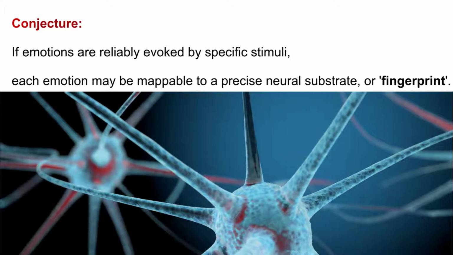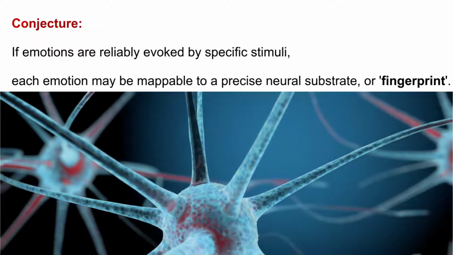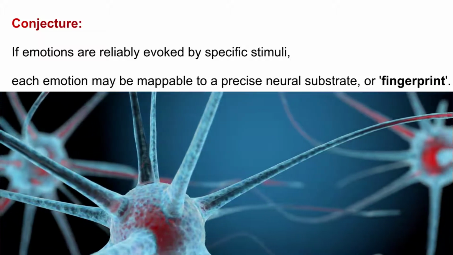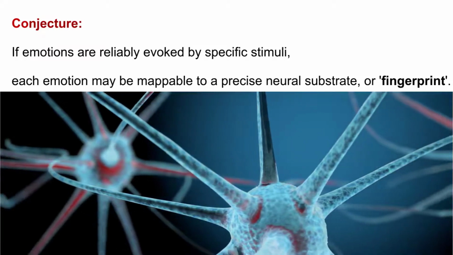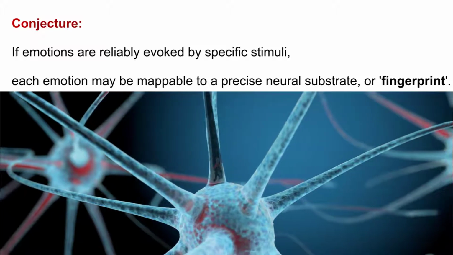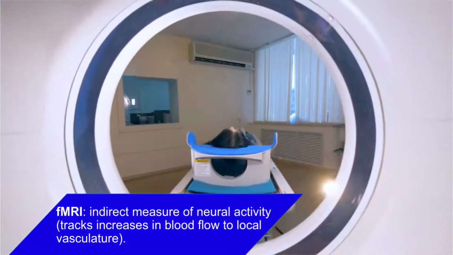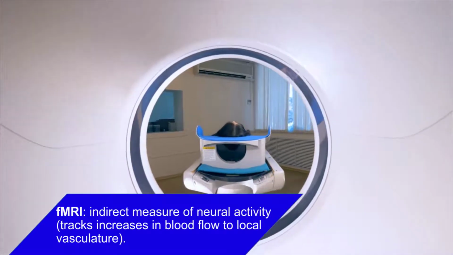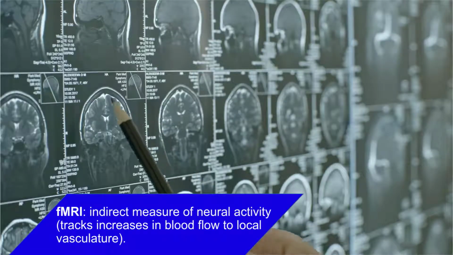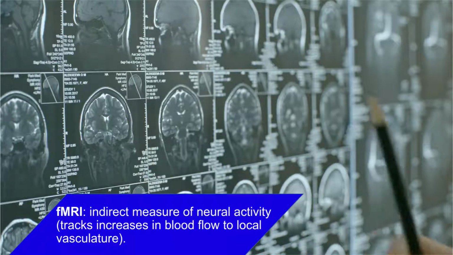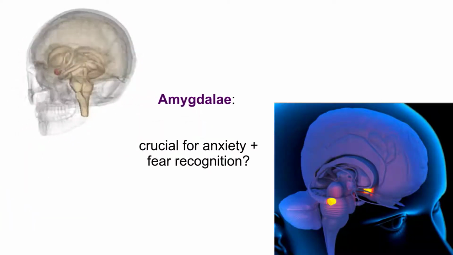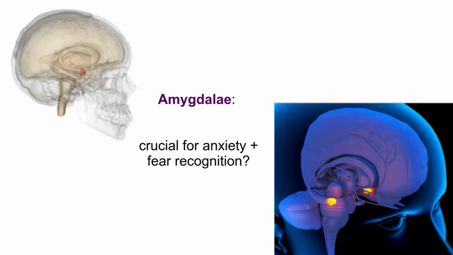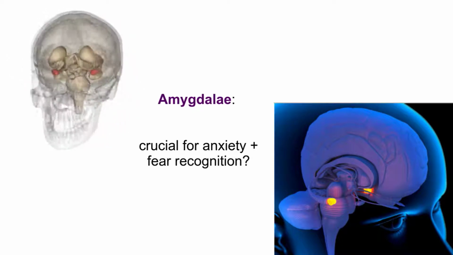An idea that stemmed from this classical view of emotions was that each emotion may be mappable to a specific set of brain regions that's responsible for evoking it, i.e., each emotion might have a neural fingerprint. Motivated to elucidate some of these fingerprints, neuroscientists engaged in a lot of fMRI studies. These involved artificially inducing emotions in subjects and measuring brain activity to look for correlation. Interestingly, conclusions did arise from this work, such as the idea that the amygdala are crucial for the experience of anxiety and for detecting fear in others.